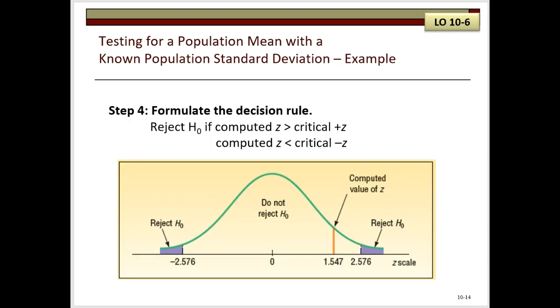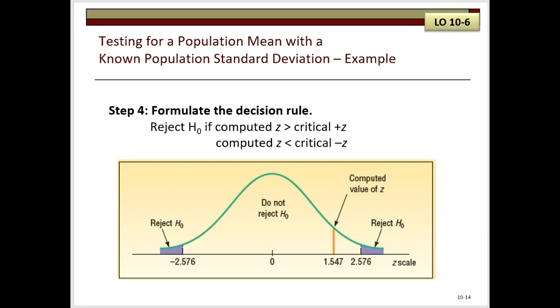In step 4, we formulate the decision rule. Based on the alternate hypothesis, the test will be two-tailed, meaning that there are two areas of rejection in the distribution, the upper and lower tails, as illustrated on the curve in this slide. The decision rule is stated as reject the null hypothesis if the computed z is greater than the positive critical z or if the computed z is less than the negative critical z.